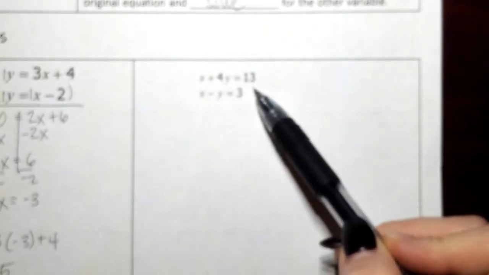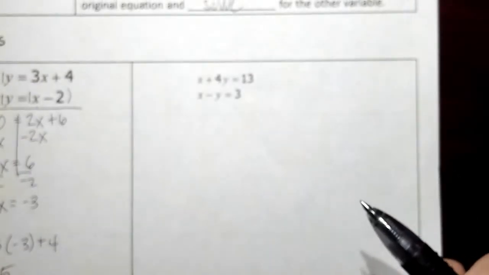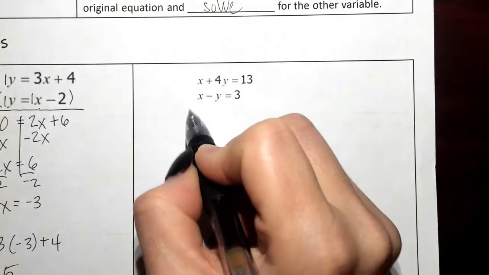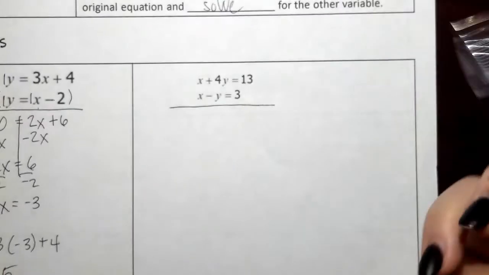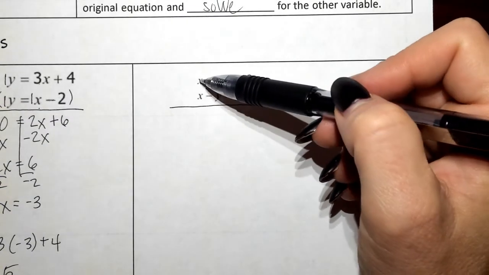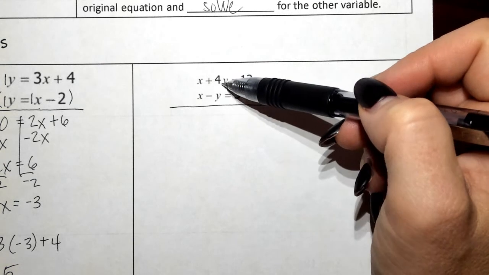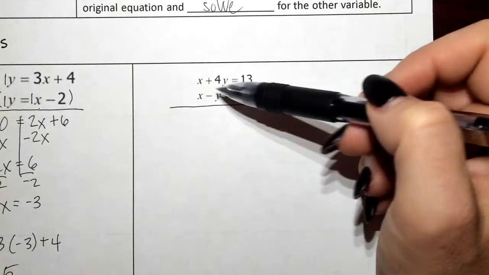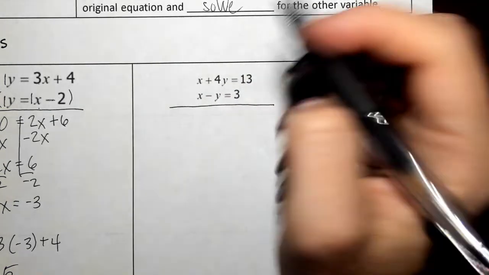Alright, same steps. We want to make sure they are lined up. Our x's on top of x's, y's on top of y's, numbers on top of numbers. And we've got that. Looking at my coefficients, I've got 1 in front of x and a 4 in front of y. I've got a 1 in front of x and a negative 1 in front of y.